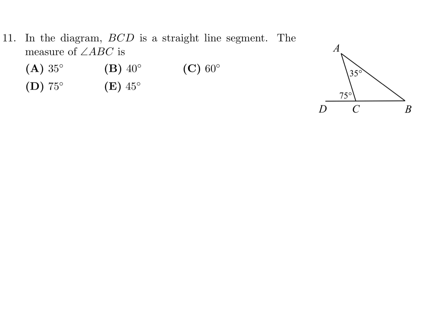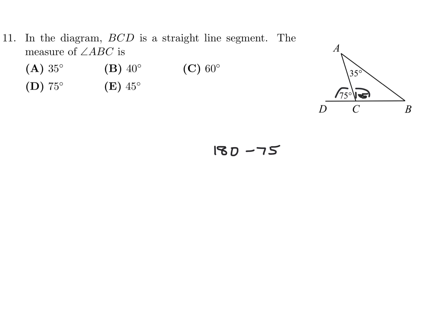In the diagram, BCD is a straight line segment. The measure of angle ABC is... Okay, so this is 75 right here, this angle. So this angle was going to be 180 minus 75, right? So that's going to be 105.